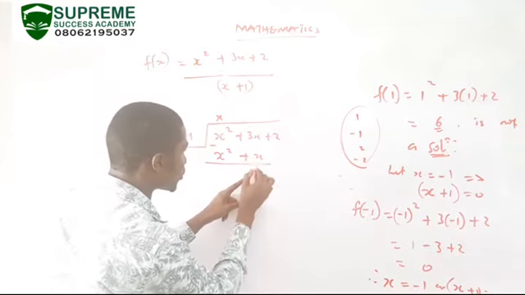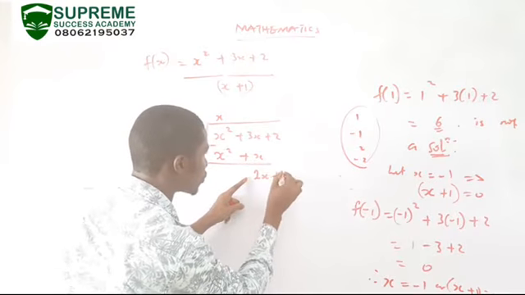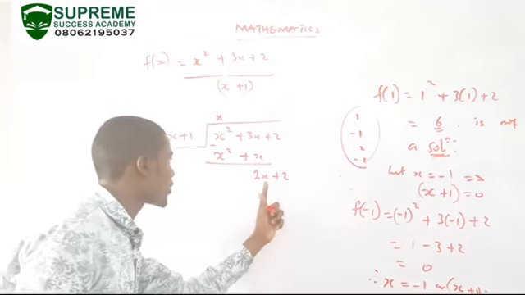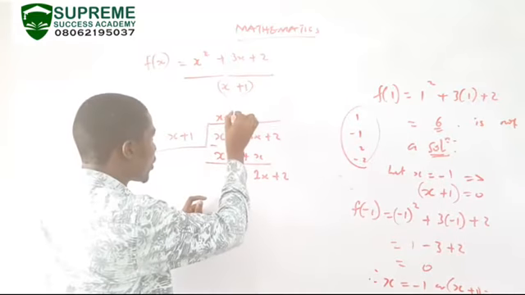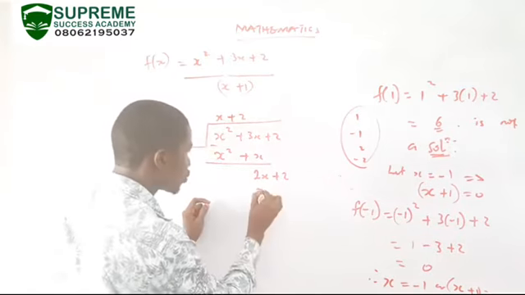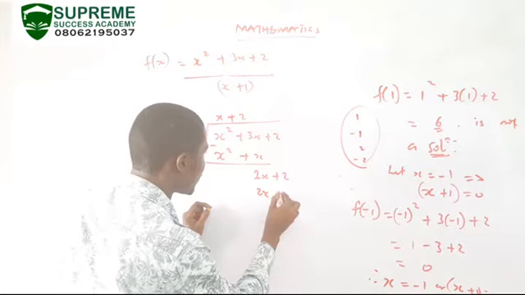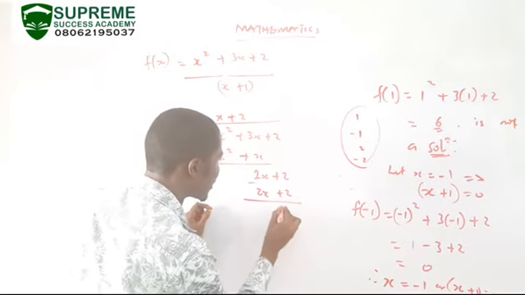3 minus 1 will give us 2x. Bring these 2 down, plus 2. Good. Also divide this one by this. What do you have left? Plus 2. 2 times this, 2x. 2 times this, plus 2. Subtract. What's that? 0.